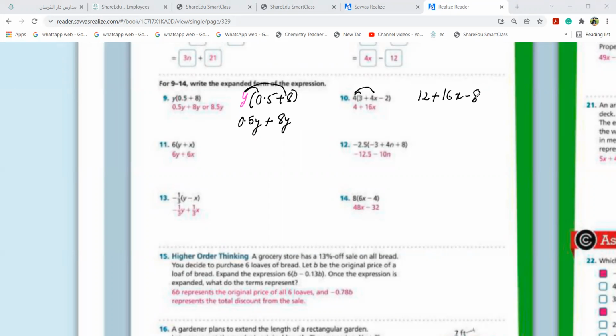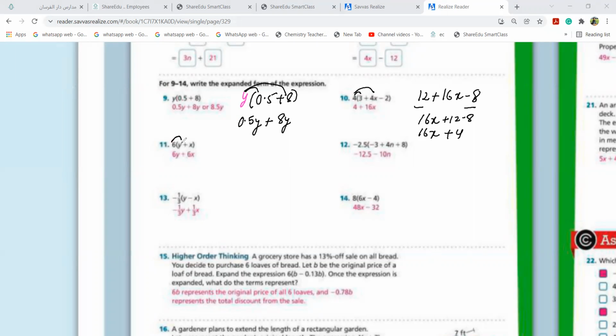That day, what did I tell you? Don't stop here. After that, look at the like terms. 16x doesn't have a partner, but 12 has a partner. What is your answer? 16x plus 4 is the answer, or 4 plus 16x, anyways.